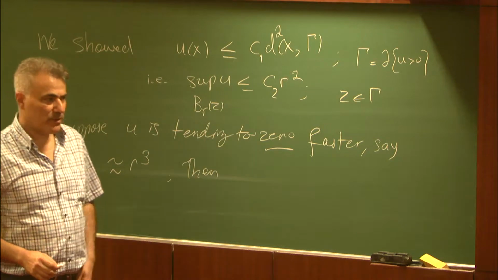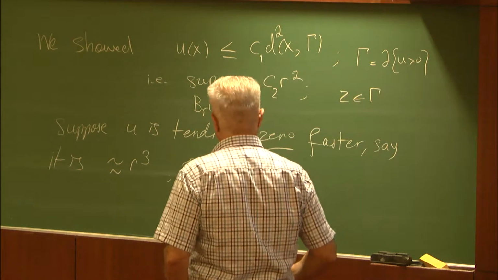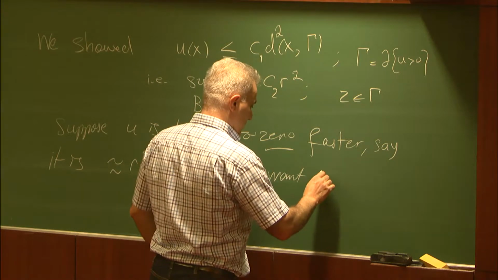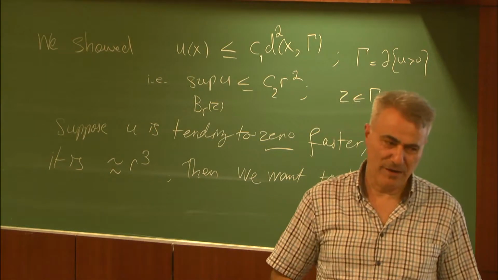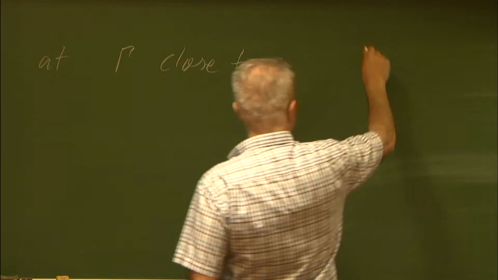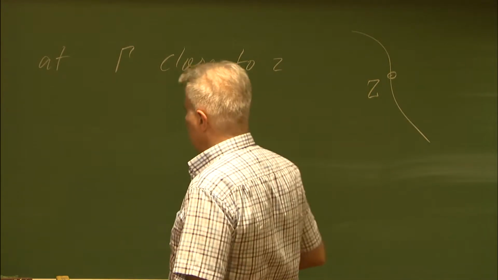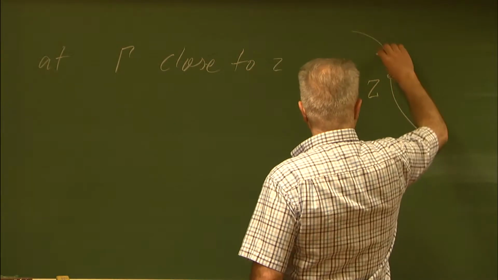Then what you want to work with is, well, I will repeat this later in my text, but let me just write it like this. Then we want, so what we want is we want to look at the point, free boundary point, be very close to the free boundary. Look at gamma close to the z. So here it is. So very close.